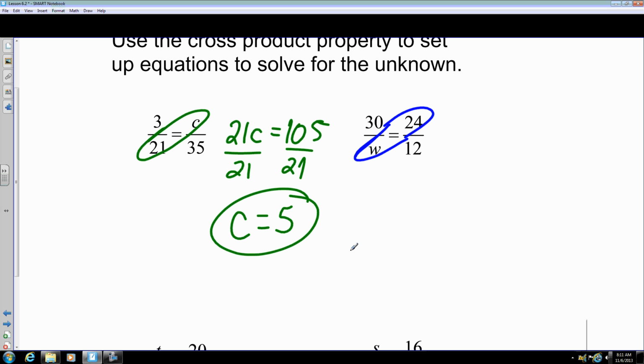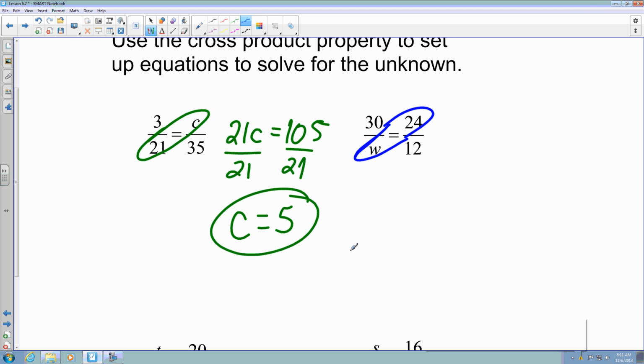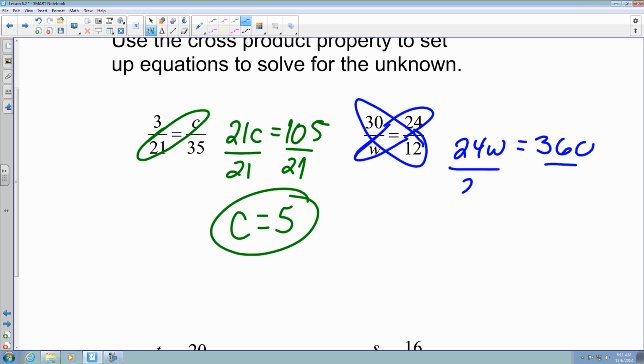So let's keep going. So I got 30 over W equals 24 over 12. Using the cross products, I got 24W, and it happens to equal 30 times 12, which gives me 360. Dividing both sides by 24, 360 divided by 24 gives me W equals 15.